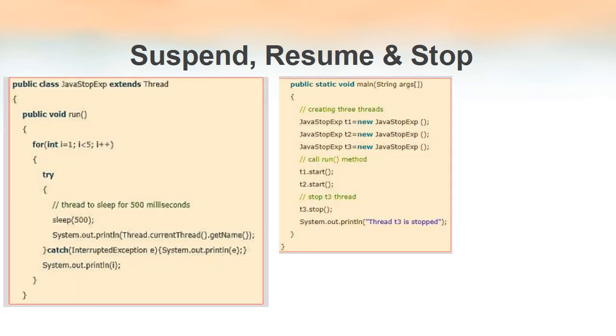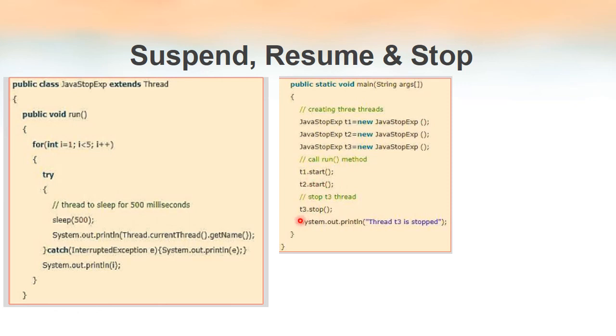In this example, we are using the stop method for thread 3, that is T3. As you can see here, we started the thread T1, we started T2 also, but we stopped T3. So once T3 is stopped, T3 will never start again. We cannot restart it by calling the start method again. So when we execute this program, we'll get the output as thread 0 and thread 1. Thread 2 will not be there.